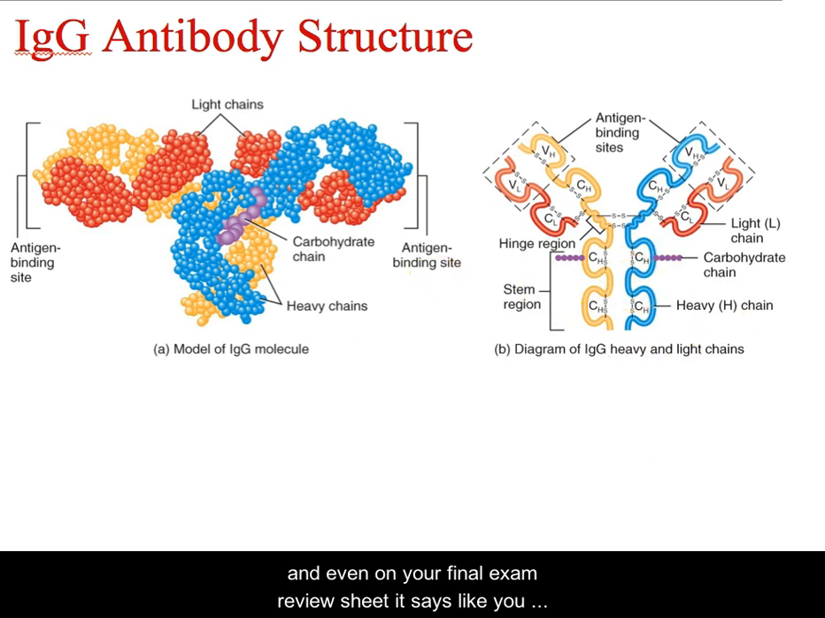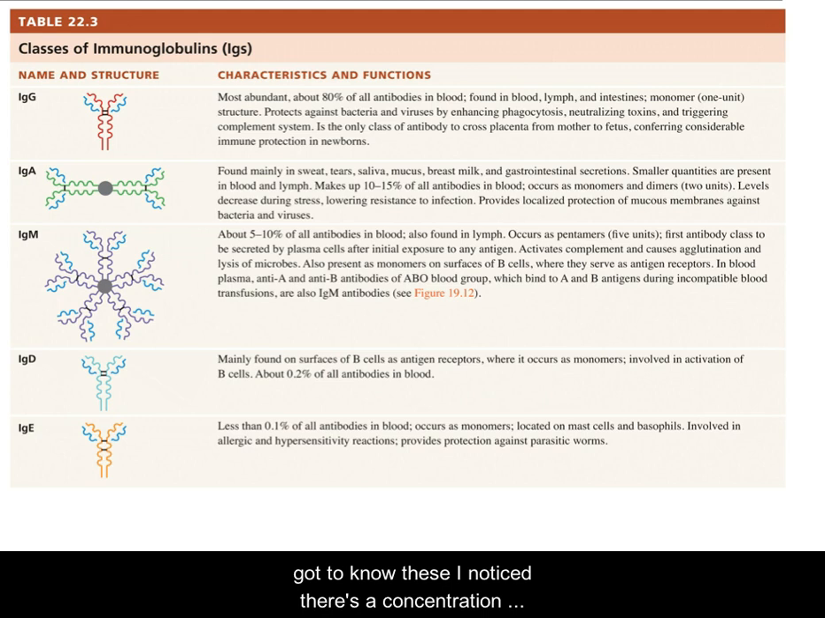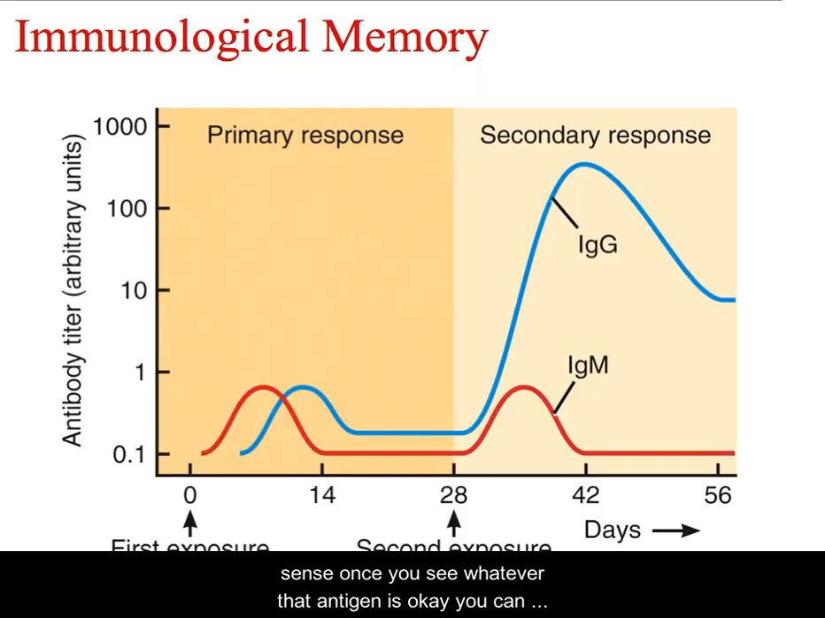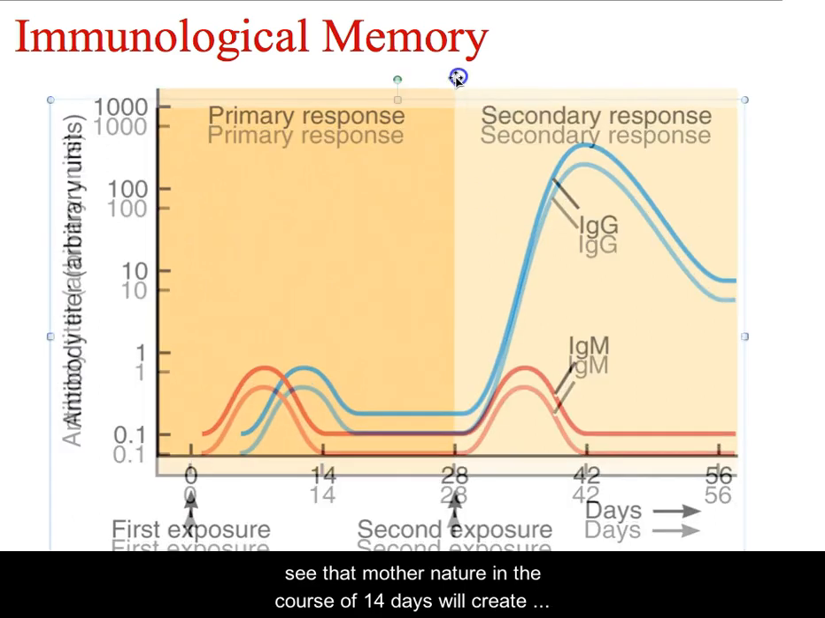Okay? So you have different populations of antibodies. You'll go over these on your own, but you can see there's G, A, M, D, and E. And even on your final exam review sheet, it says, look, you gotta know these. And notice there's a concentration difference. The most abundant is IgG, then IgA, then IgM, then IgD, and IgE. What happens, of course, is your body has this immunologic memory where once you actually see, let me reframe this here so it makes more sense.